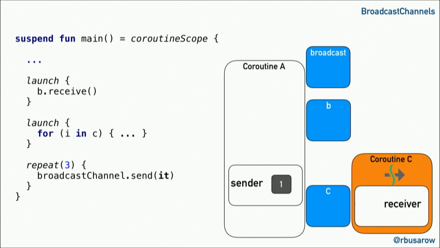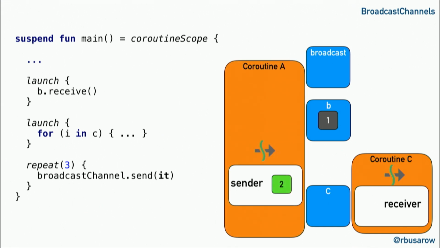So now coroutine A is going to get another value, and it's going to send it into the broadcast channel, which is then going to duplicate it, and coroutine C is going to get that value. But what happens to coroutine, the B channel? It just sits there. So now coroutine C is suspending, waiting for another value, and coroutine A is going to get another value, but it can't send it because the broadcast channel is going to say, whoa, hold on, my buffer is full. I've still got to send this 1 to somebody on channel B.